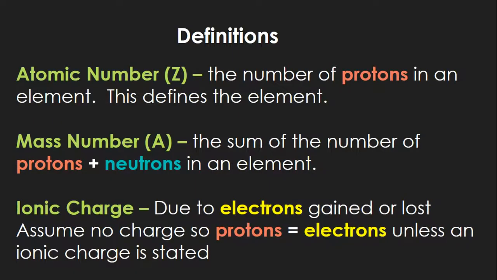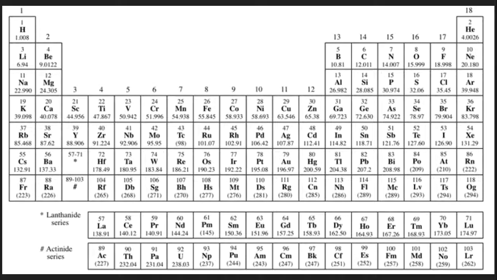Okay. So some definitions. The atomic number is the number of protons in an element, and this is what defines the element. So if you are looking at a periodic table, all these numbers here are the number of protons. And as you can see, they go up in sequential order because once you change the protons by one, you change the element and you have a new element.